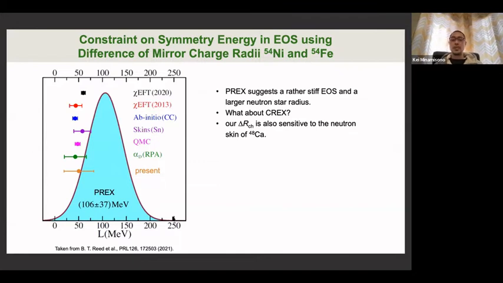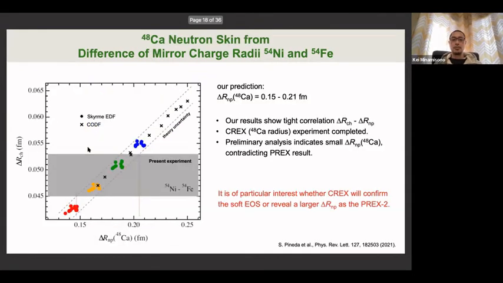And now we know the CREX experiment has been completed. That's the neutron skin thickness measurement of calcium-48. Because of this discrepancy, I think it's very interesting how the CREX result comes out. And actually, our present result is sensitive to the neutron skin thickness of calcium-48 as well. Our theoretical calculation lines up in a straight line, showing a nice correlation. And from our measurement, we can determine or predict the size of the neutron skin thickness of calcium-48, and it comes out to this number.